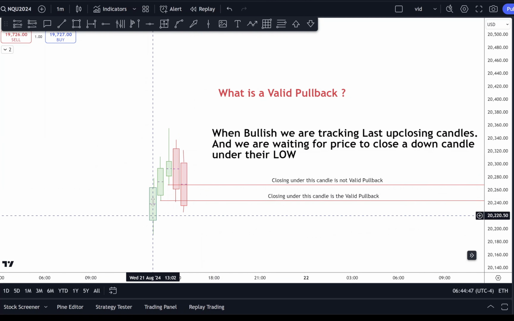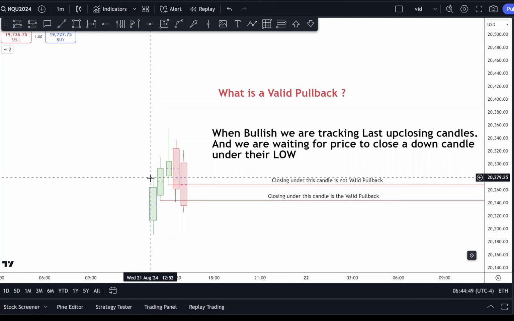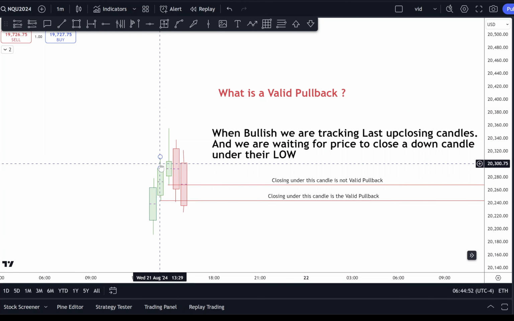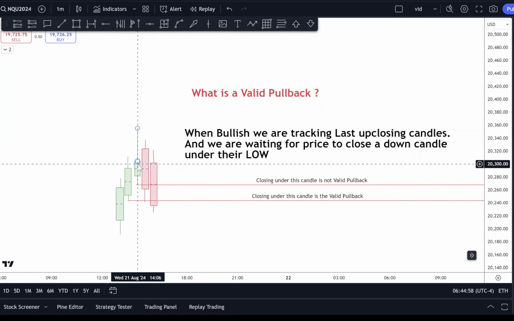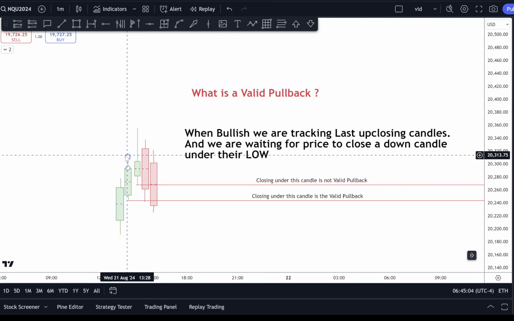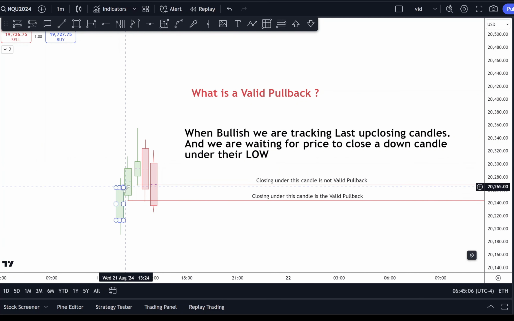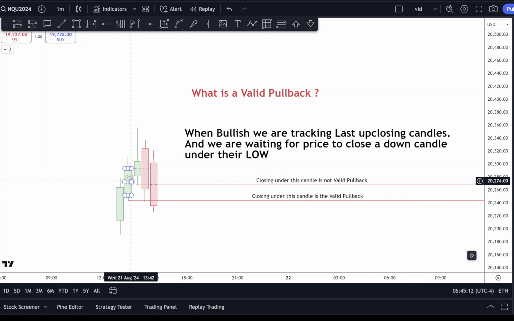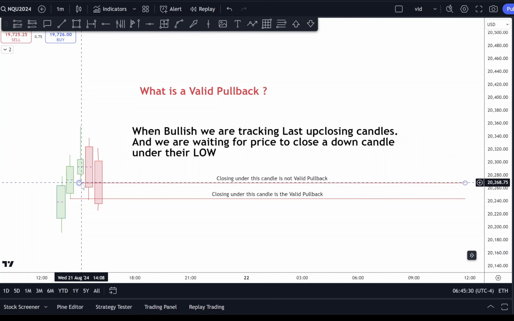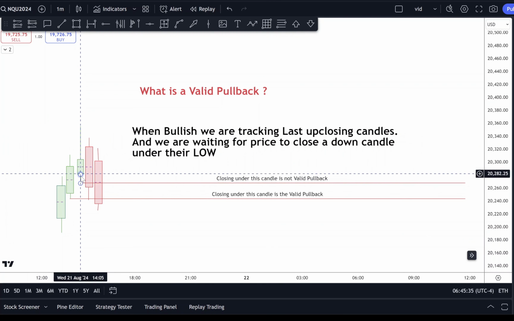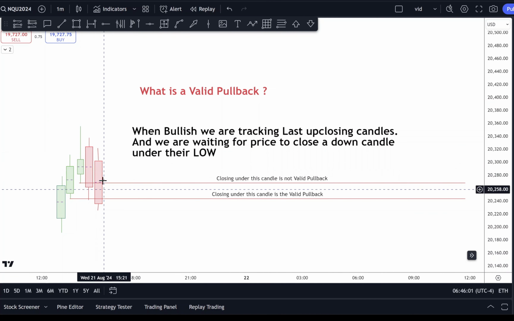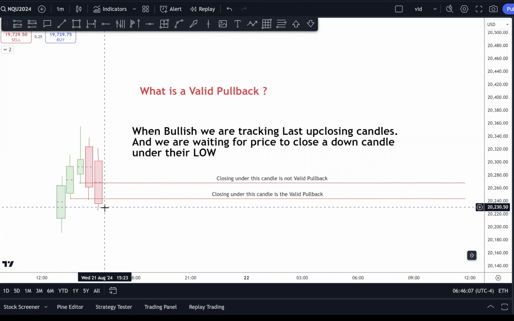We have this candle that closed above its high, right? So the one we are waiting for price to close under is this one, okay? We have now this candle that put the high, but this candle didn't close above this last up closing candle. So this is still the candle that we are waiting for price to close under. So this bearish candle closed under this candle and it's still not a valid pullback. Why? Because this is not the last up closing candle and this one was. So when this bearish candle closed under this last up closing candle, now we have a valid pullback, okay?